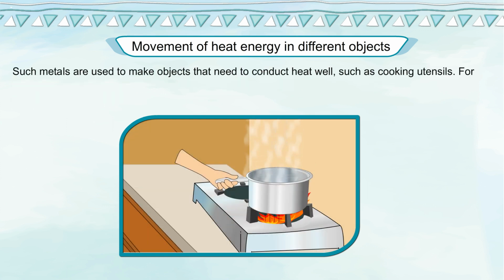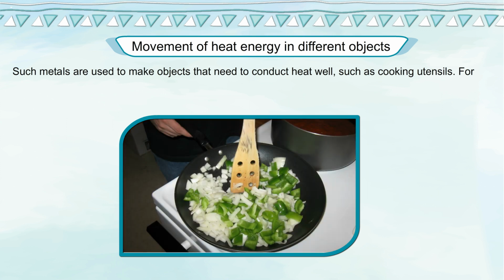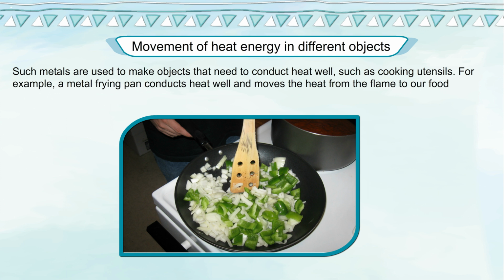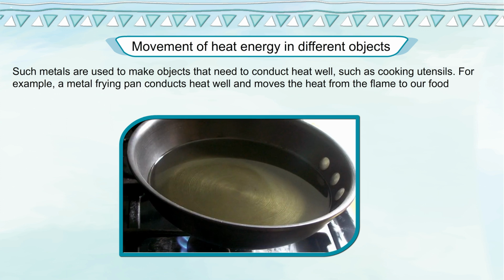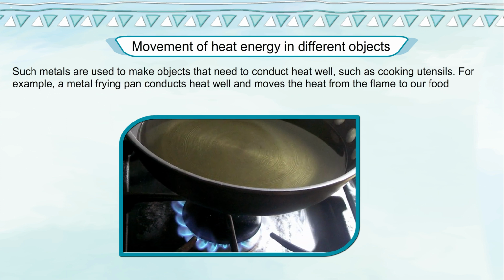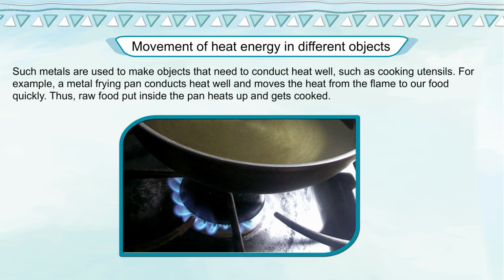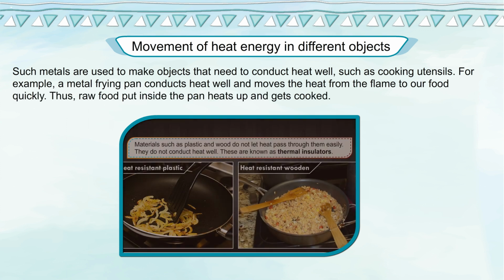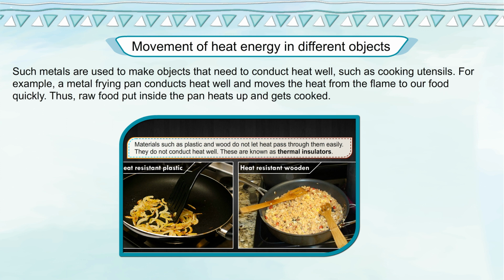Such metals are used to make objects that need to conduct heat well, such as cooking utensils. For example, a metal frying pan conducts heat well and moves the heat from the flame to our food quickly. Thus, raw food put inside the pan heats up and gets cooked.